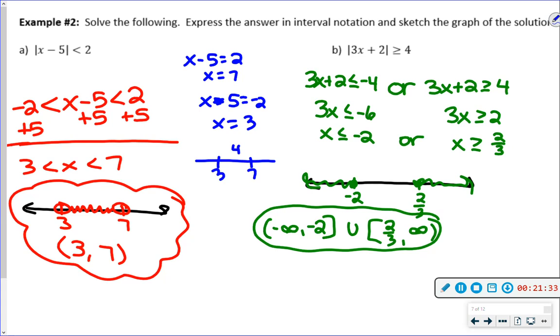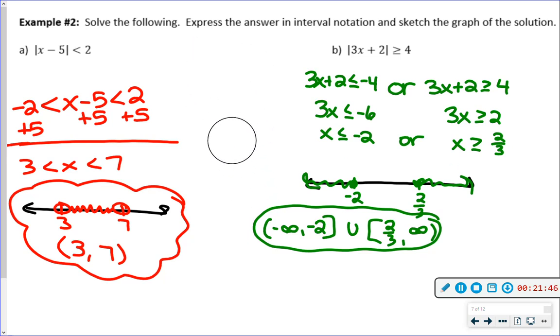If you pick numbers on the outside to test, they will not work. So if you're like, oh man, do I test? Is it and or or, I can't remember? You can still, like all the others, solve it, get your critical points, and test the number line. Just to show you, in case you forget, right?